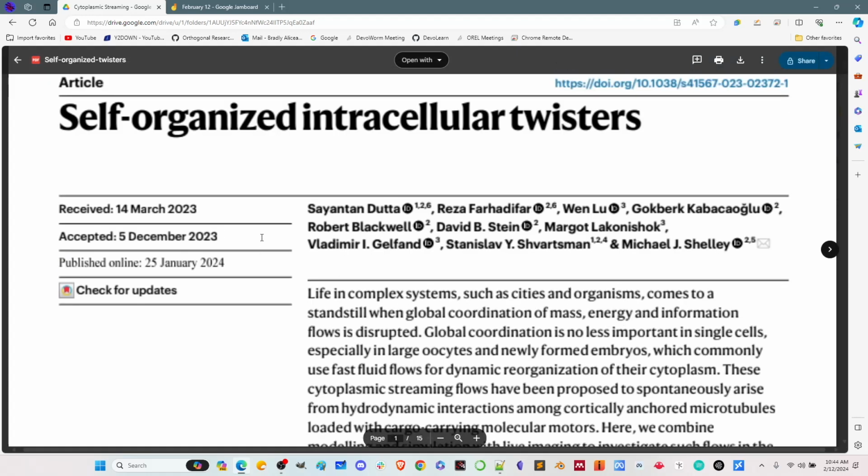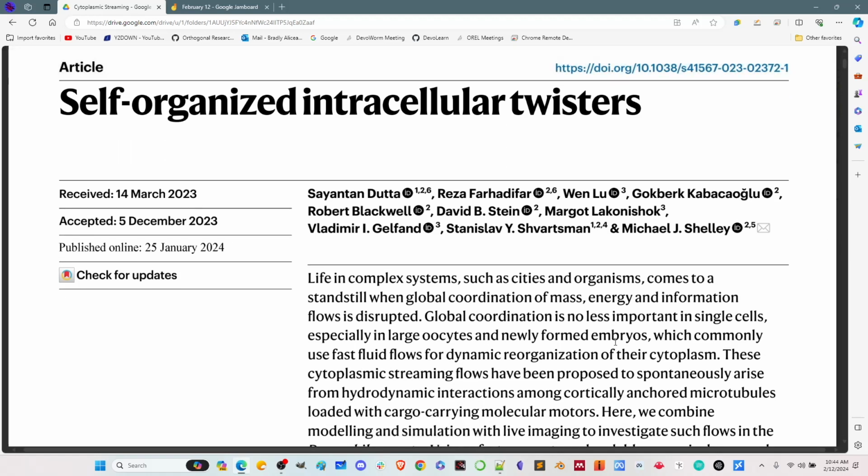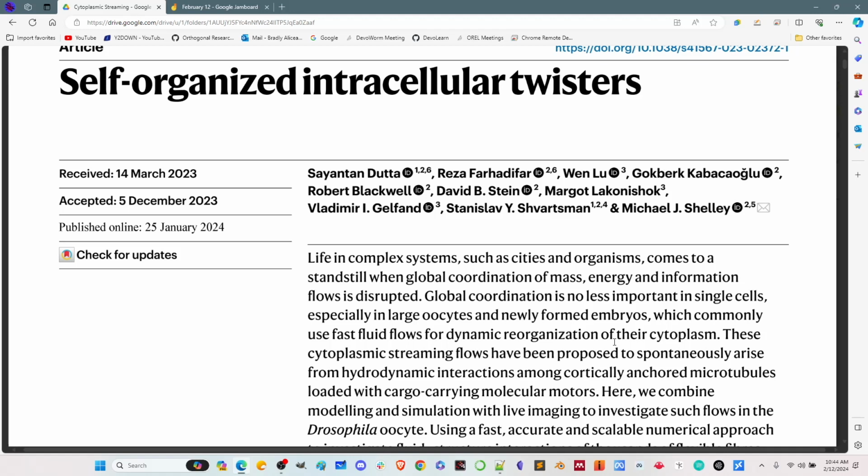So this is a paper out of Nature Physics. This was published online in January, so last month. And this is called Self-Organized Intracellular Twisters. So here are the authors. And I'll go through the abstract and we'll see how these two papers form a theme. They're talking in this case about different types of flows that are connected to this kind of streaming activity. They're going to talk about this in the Drosophila oocyte.